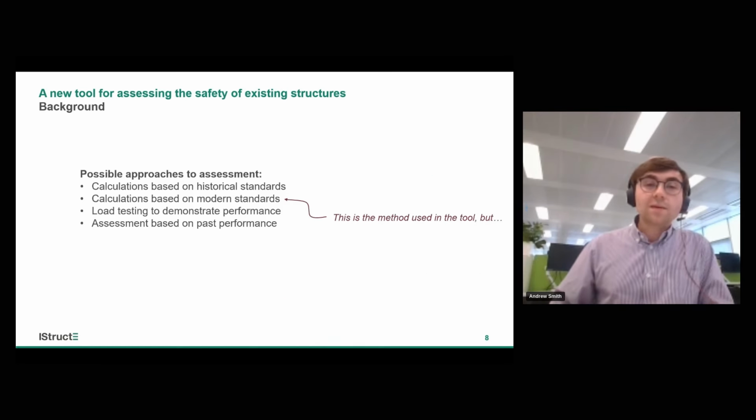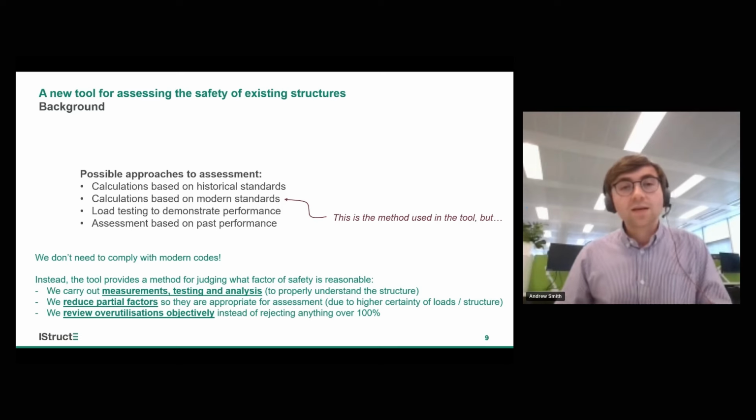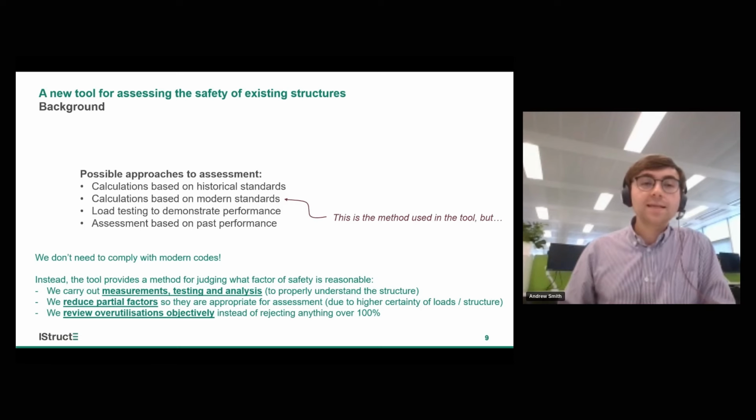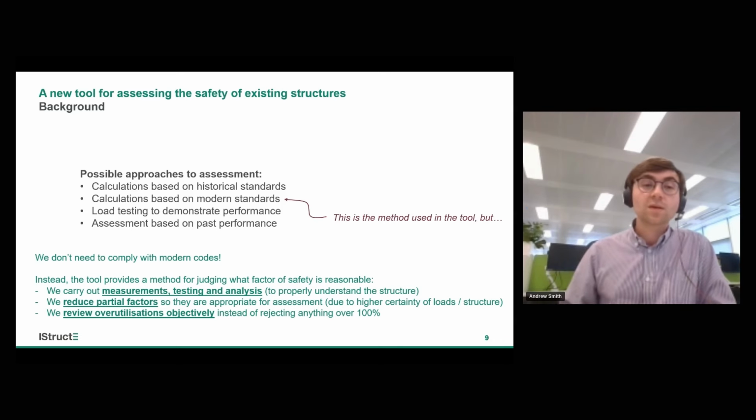So in the tool we've developed, calculations based on modern standards are the basis for the method that we're using. But it's very important to acknowledge, as Andrew said, that historical or existing structures typically won't comply with modern codes, and there's no actual requirement for them to. So instead, what the tool aims to do is provide a method for judging what factor of safety is really reasonable or appropriate for an existing structure.